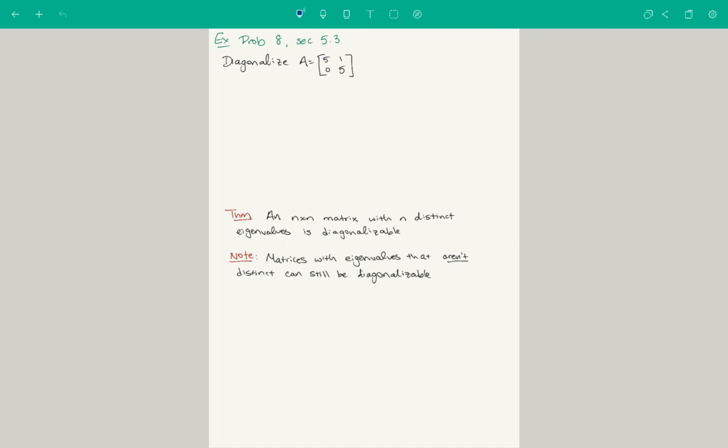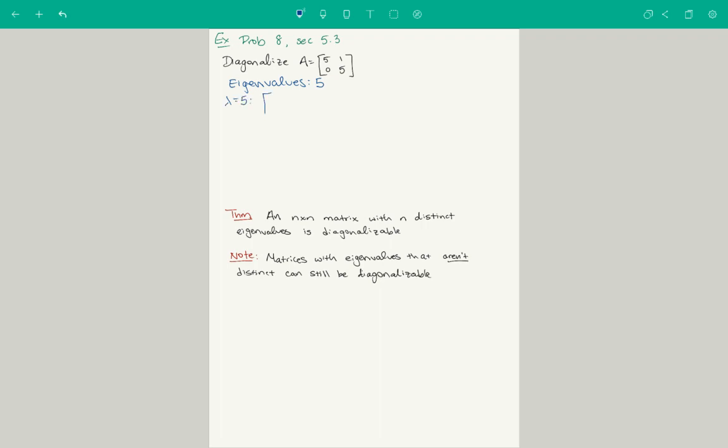Okay. Let's try one more example. So this is problem 8 from section 5.3, and this asks us to diagonalize A equals 5, 1, 0, 5. So let's start off again with finding the eigenvalues. And the eigenvalues here are easy to find because this is a triangular matrix. So the eigenvalue is 5. Well, there's only one eigenvalue, but it has multiplicity 2. So now let's find our eigenspace for this.